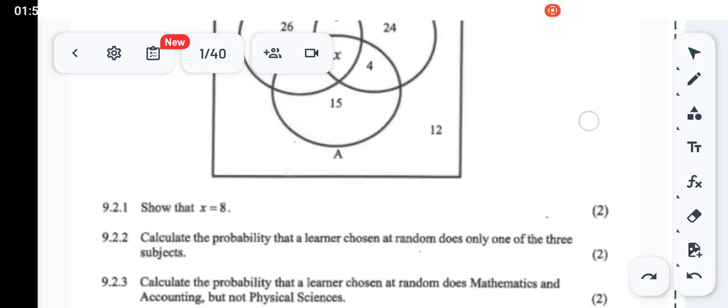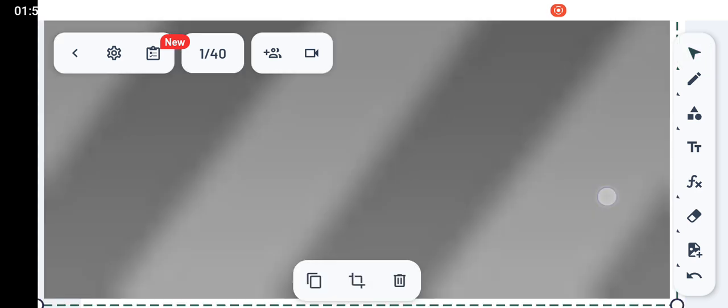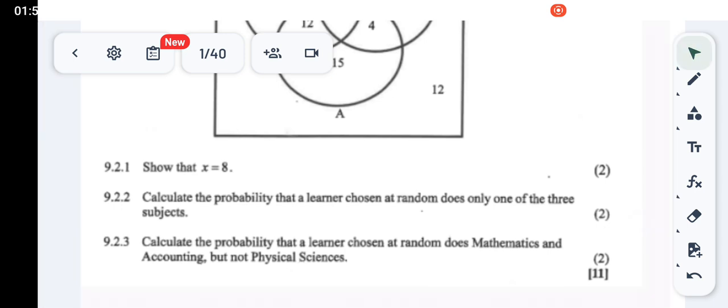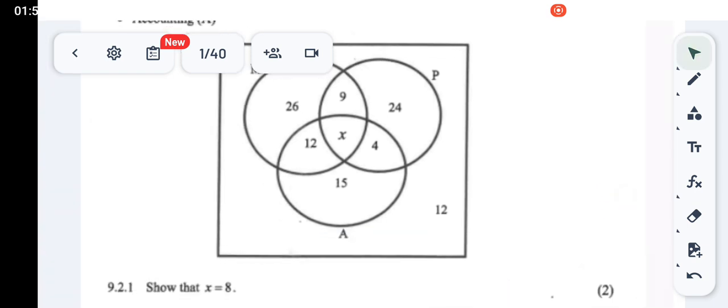Okay, and the very last question, calculate the probability that a learner chosen at random does mathematics and accounting, but not physical sciences. So we are looking at the intersection of maths and accounting. The intersection. Okay. Yes. So let's go to our Venn diagram. Maths, accounting, intersection. Here, 12. So you will say 12 over 110.